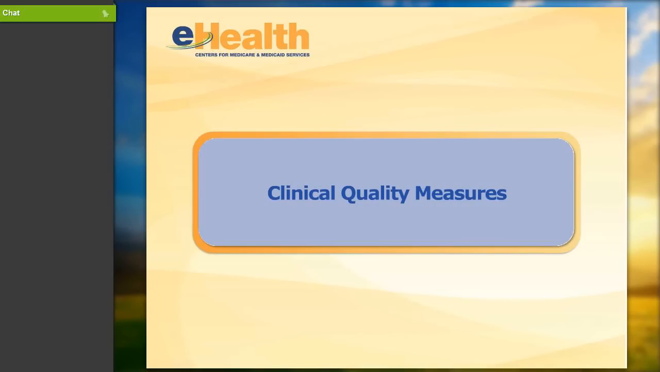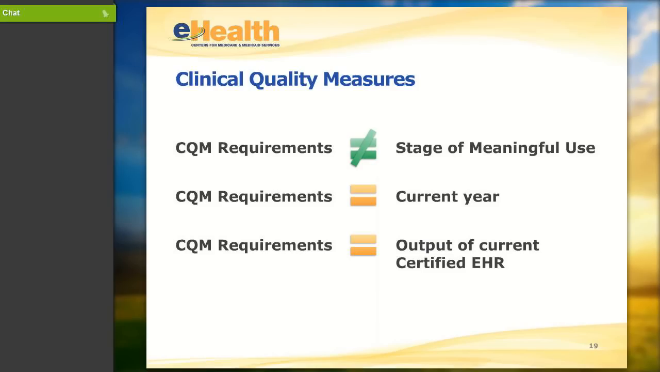So beginning in 2014, regardless of whether you're in stage one or stage two, there's going to be a change in how clinical quality measure information is reported. I'm going to go through this quickly, but we do have a guide, and we'll have a beginning guide on our website relatively soon about this. I just want to emphasize that the CQM requirements are regardless of your stage of meaningful use. It doesn't matter whether it's stage one or stage two.